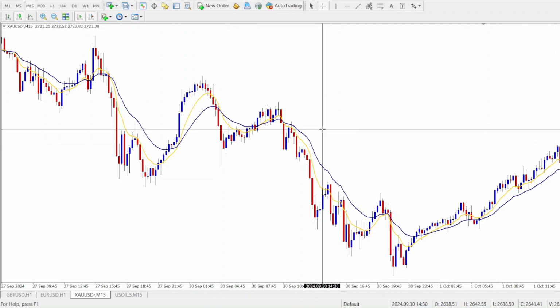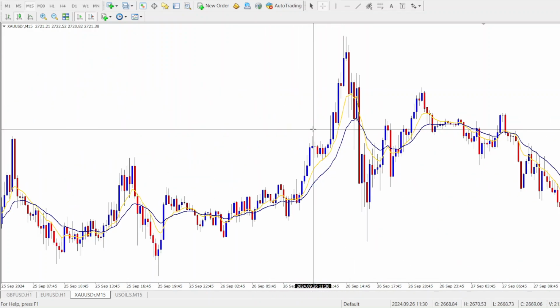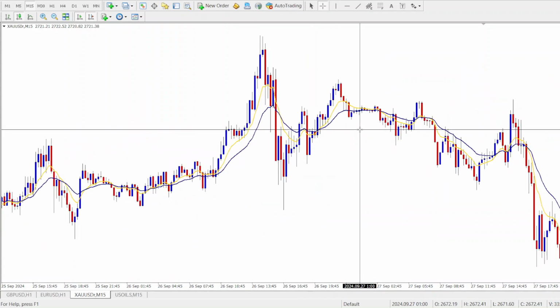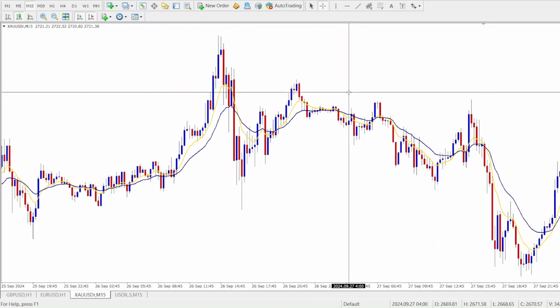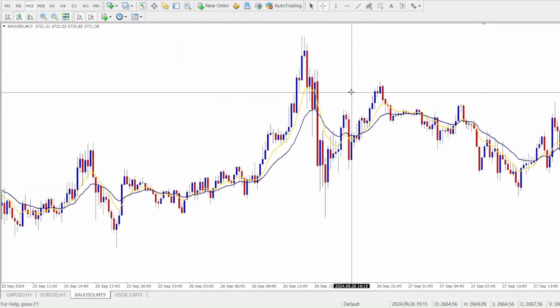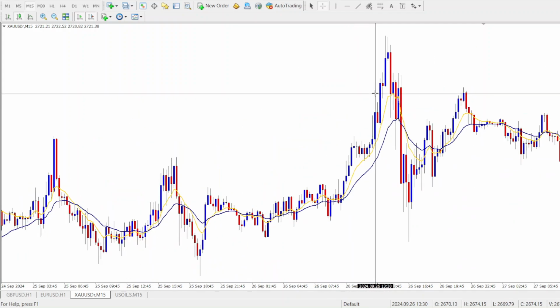Now some tips for maximum clarity and accuracy include practice. It's very important that you practice before trading with real money. That's the reason why there are demo accounts. Practice using EMAs in a demo account to familiarize yourself with their signals and how they react to price movements.